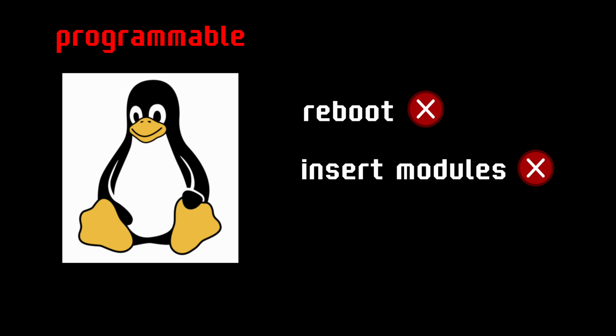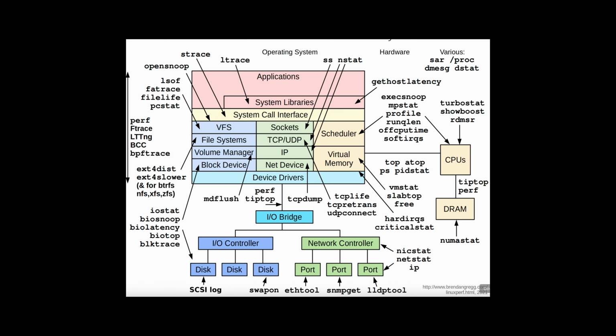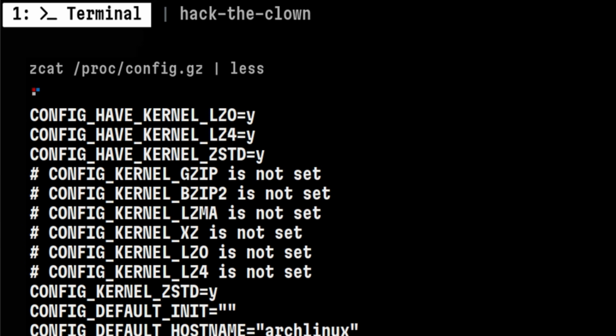So what is eBPF? Short answer is it makes the kernel programmable without the need to reboot, insert modules, or recompile it. To learn how eBPF works and appreciate its benefits, we first need to understand how various functionalities are added inside the kernel in the traditional way.